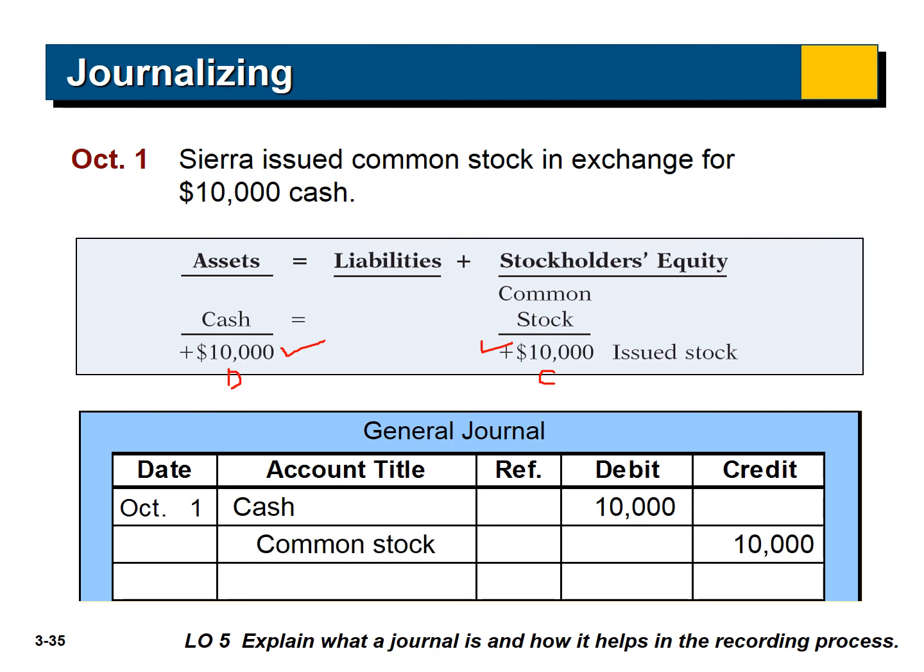Notice with credits we normally indent a little bit, just as a super reminder that we put it on the right side. So debits are the left side of the account, so that's why we put them over here on the left side of the journal, and credits are on the right side of the account, so we put them over here on the right side of the journal. So we do that for every transaction.